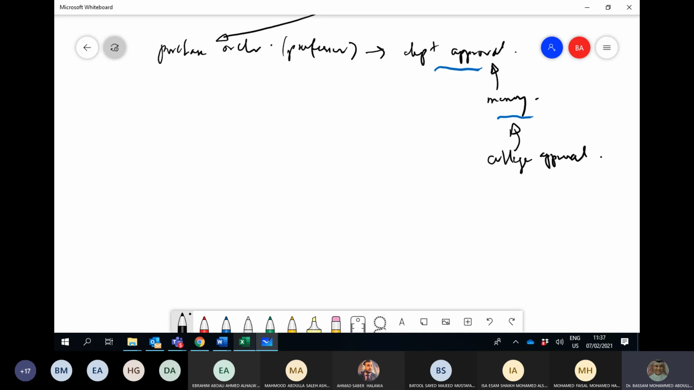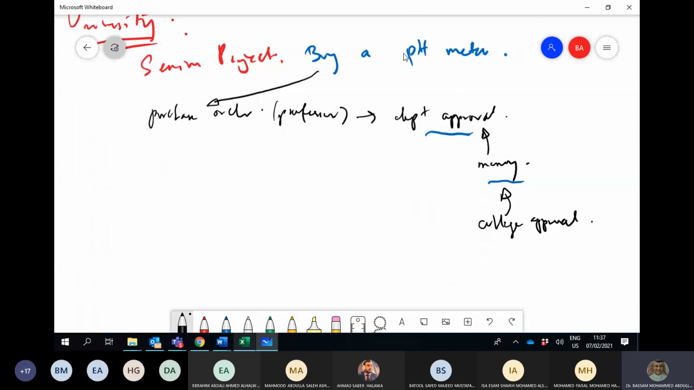What I'm talking about is something true, in the University of Bahrain. So this thing needs to be fixed. And I will tell you what is happening in some other universities. Okay, again, so I want a pH meter. To get this pH meter, I want to buy it. I need to have a purchase order.